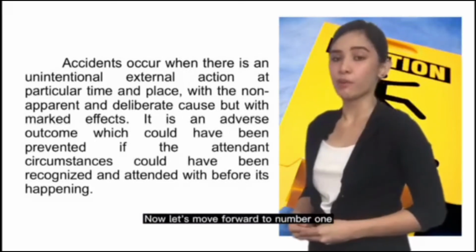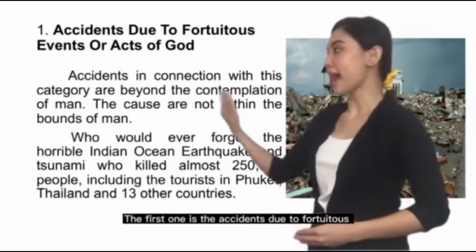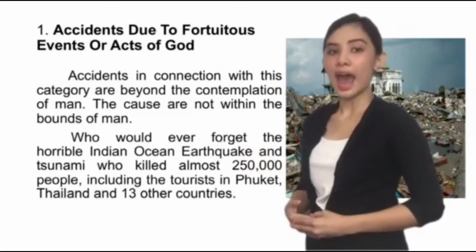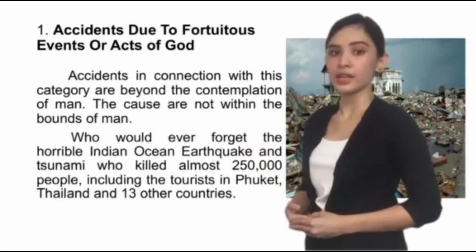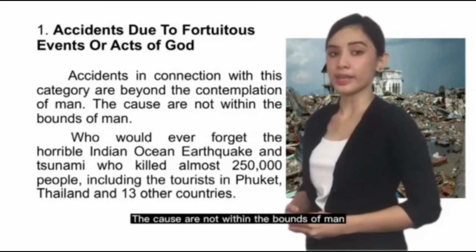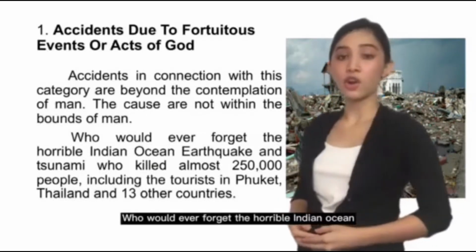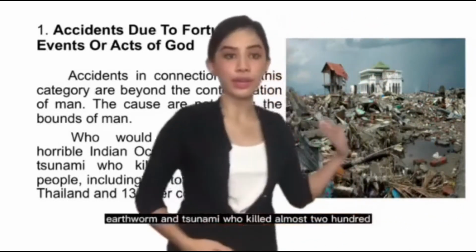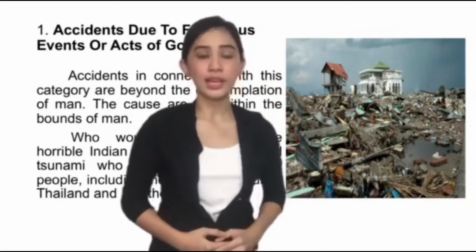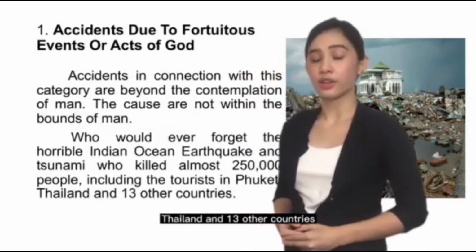Now let's move forward to number 1. The first one is accidents due to fortuitous events or acts of God. Accidents in connection with this category are beyond the contemplations of man. The causes are not within the bounds of man. Who would ever forget the horrible Indian Ocean earthquake and tsunami which killed almost 250 people, including the tourists in Phuket, Thailand, and 13 other countries?